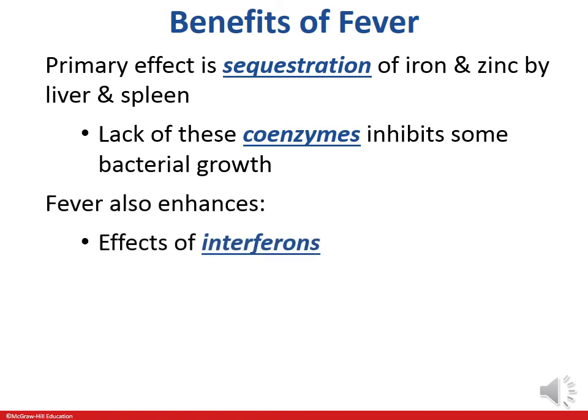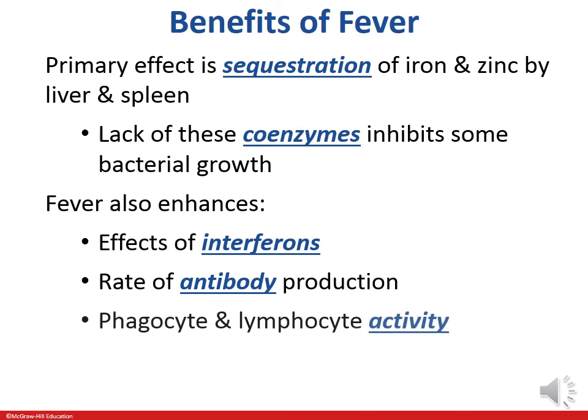So by ramping up the body temperature, we also make other aspects of the immune system more effective. Remember that interferons are going to be produced by virally infected cells. Antibodies are little proteins that have to be made by our B cells, and those will happen more efficiently.